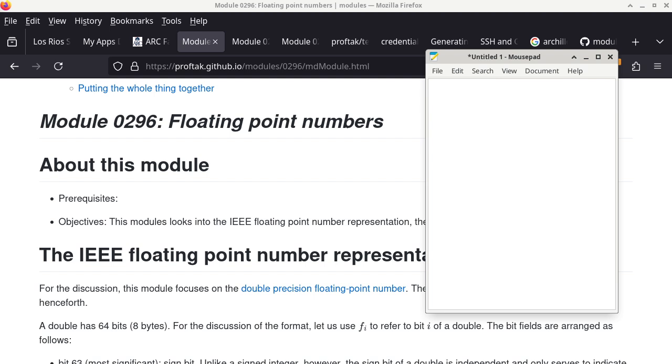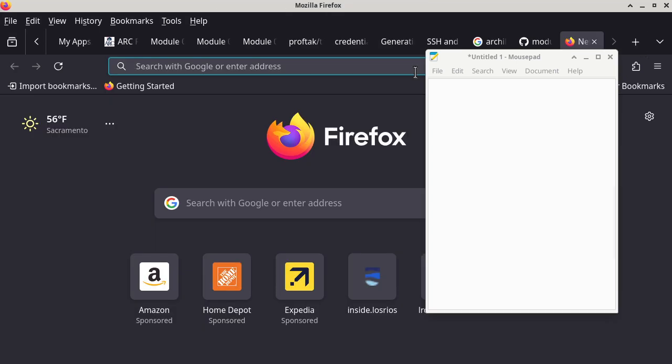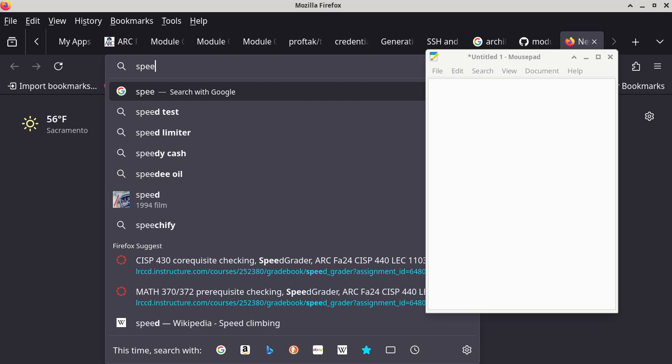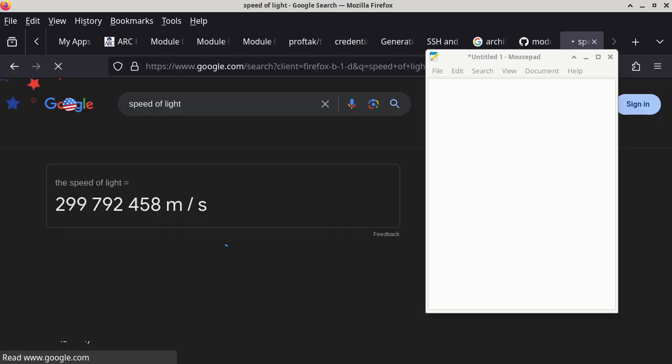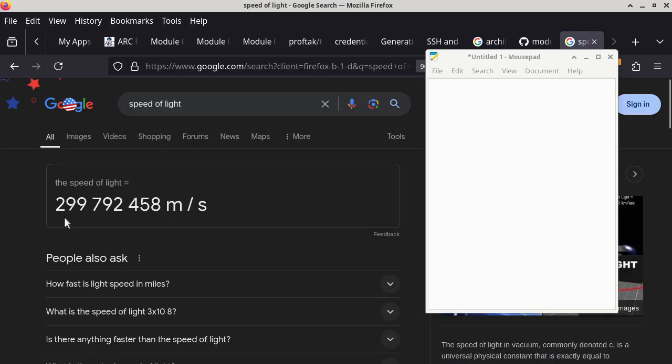Now we want to talk about the speed of light. What is the speed of light in meters per second? I cannot remember. We'll just look it up. So we say, what is the speed of light? That's a pretty big number, and I'm going to copy that over here. It's 299,792,458. I'm pretty sure it's an irrational number, but we'll just take that. This is all in base 10.